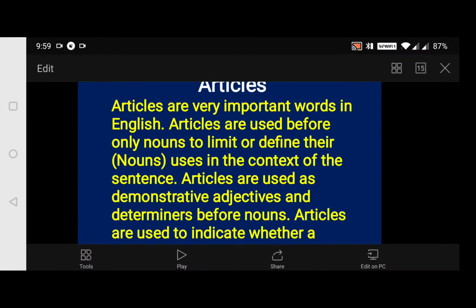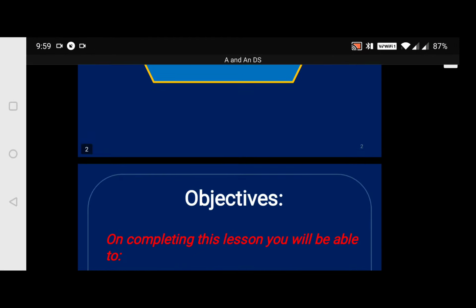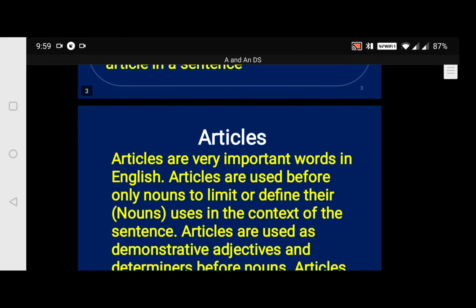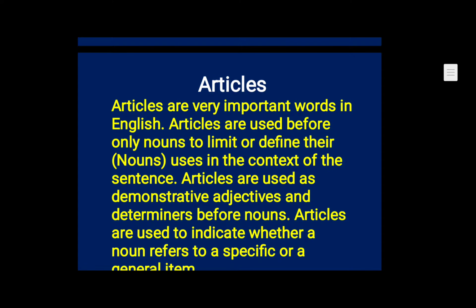Okay, now moving to the next slide. So here, articles. Coming to the definition of articles. Articles are very important words in English, isn't it? Yes, because definitely we need to use them in a sentence, and they are used only before nouns, to limit or define their nouns. To define their use in the context of the sentence, we generally use articles always.